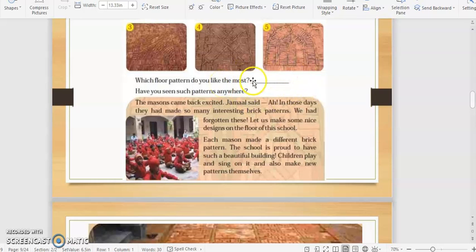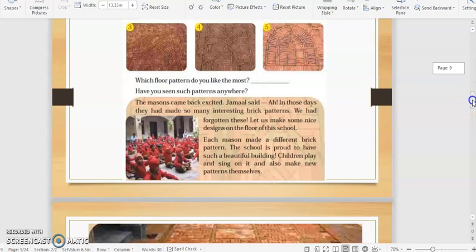Now, this answer can change. In the month of April, you might have liked some different pattern, but in this month, you might have liked some other pattern. Have you seen such patterns anywhere? If you visit old monuments, these patterns are everywhere.